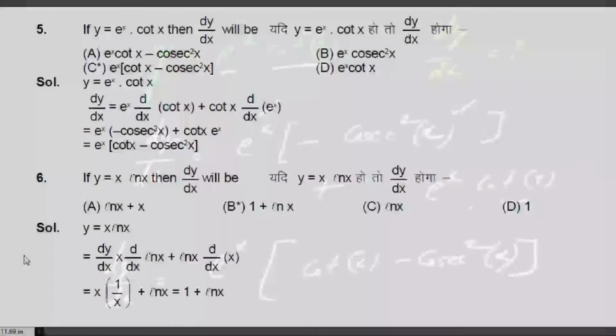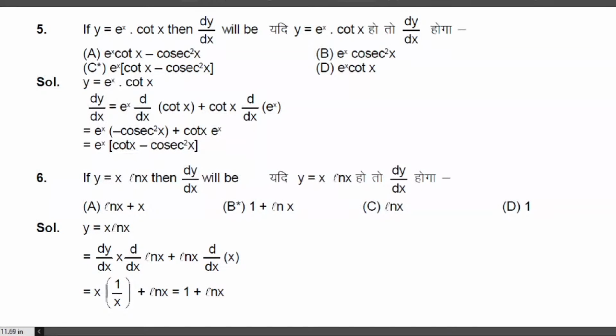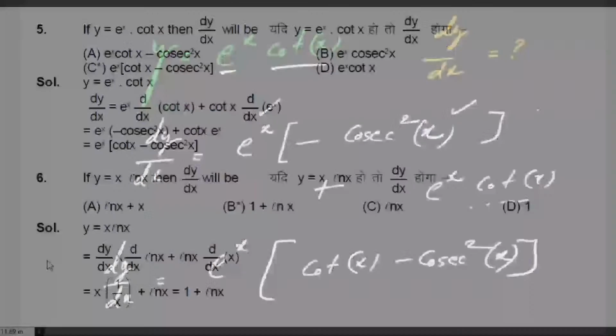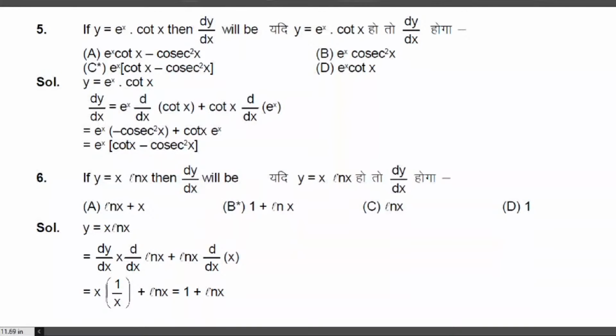So if I go to the PDF, our answer is e power x times cot x minus cosecant square x. So that option is option C. Option C. Clear? So we are done with this.